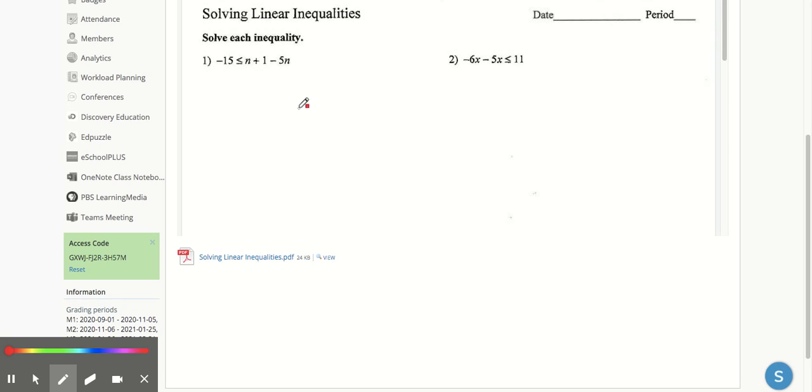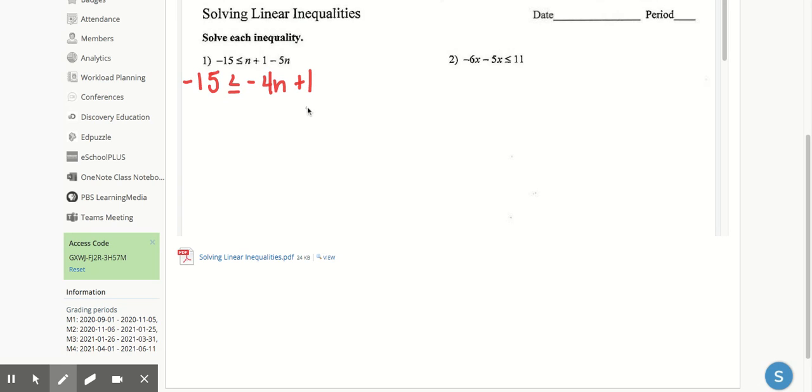So here for question 1, we're going to start by combining those like terms on the right-hand side. So this will be a negative 15 is less than or equal to n minus 5n, which is a negative 4n plus 1. Then we're going to want to move this 1 over. So that'll be a negative 16 is less than or equal to negative 4n. And then we can go ahead and divide by negative 4.